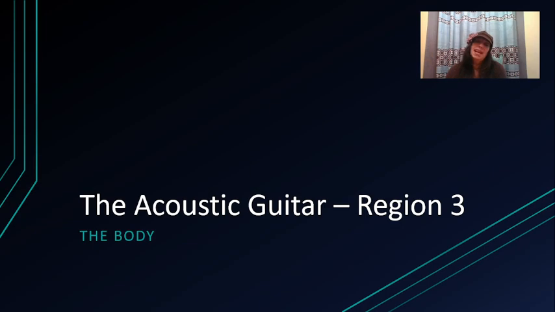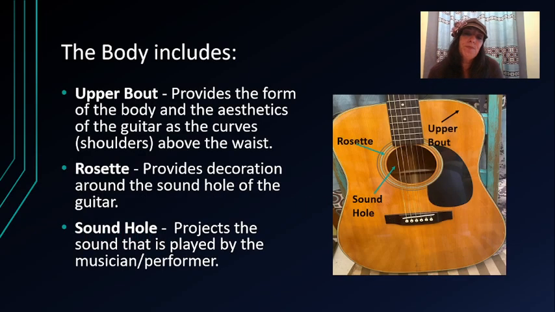All right, region 3 is the body. So for this slide, we're going to talk about the upper bout, the rosette, and the sound hole. Now, we actually have 2 upper bouts, and those are what are called the shoulders of the guitar. So you see that on the right side that I have notated, and then you have that same upper bout on the left side. And it really just provides the upper form of the body, so it's just aesthetically pleasing when you look at the guitar.